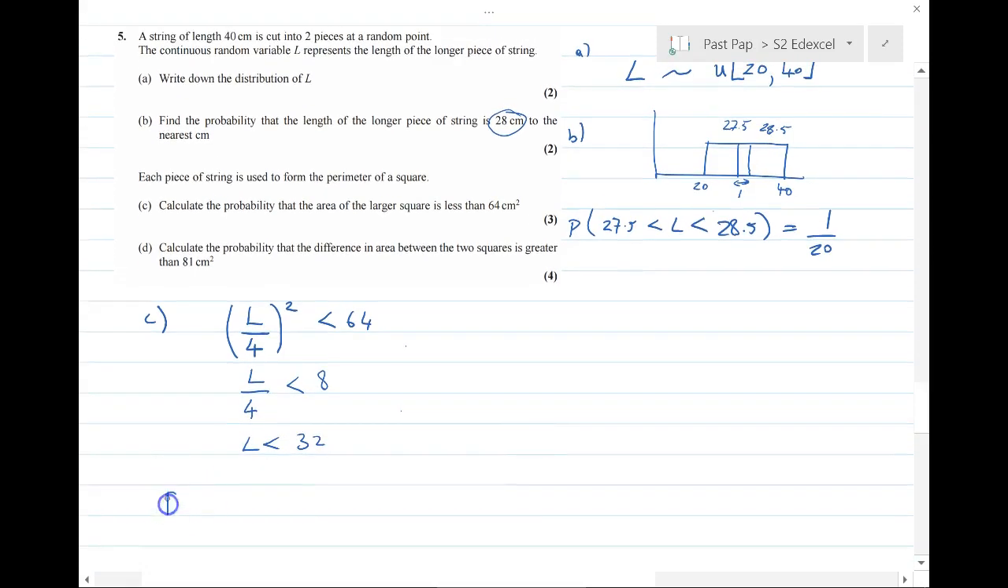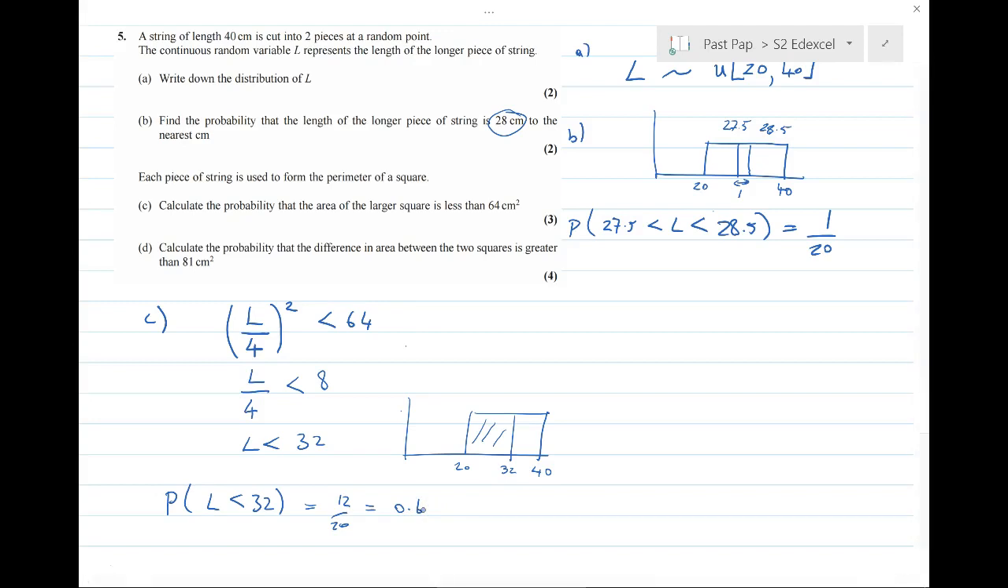So we can then say the probability that L is less than 32. Going back to our diagram, if we've got 20 here, 32 here, and 40 here, and we want that, clearly that's equal to 12 over 20, which is equal to 0.6, or we can just calculate it using a formula or whatever.